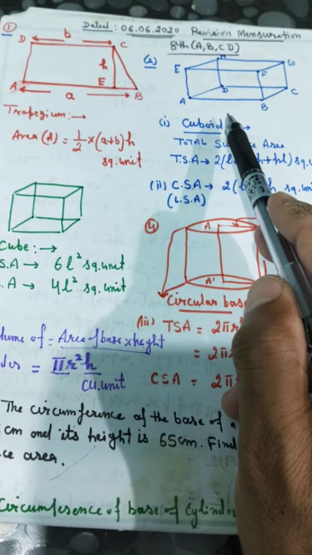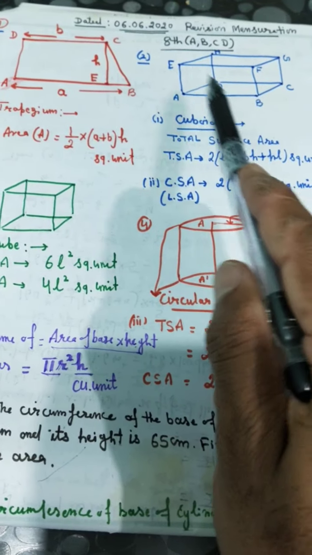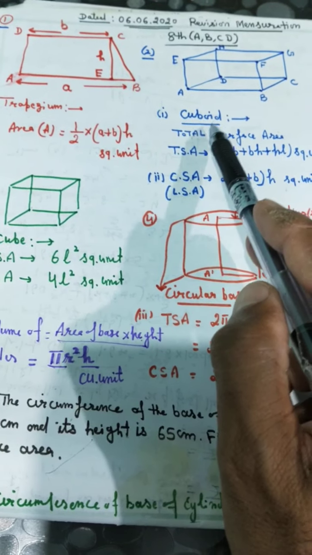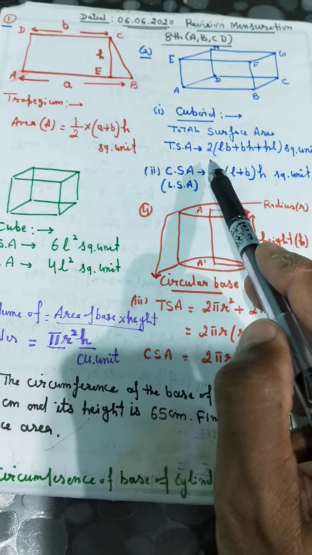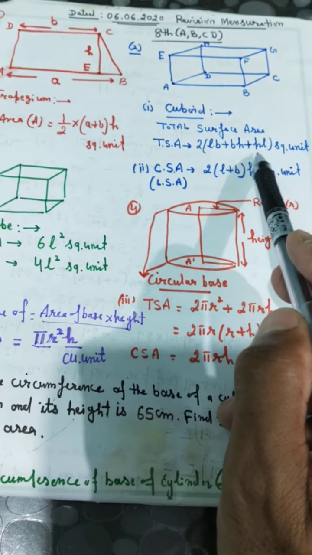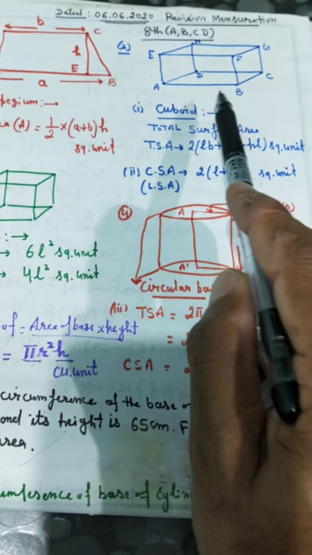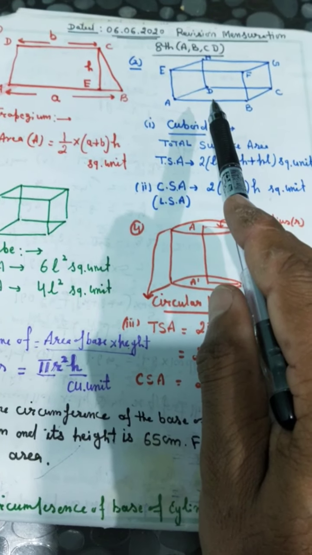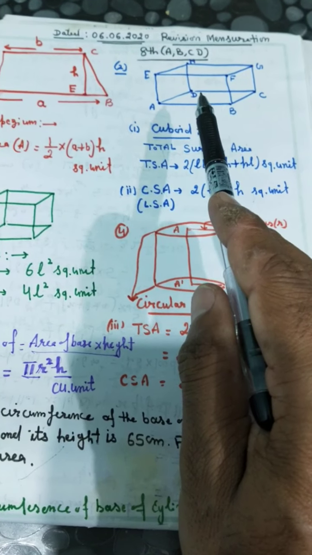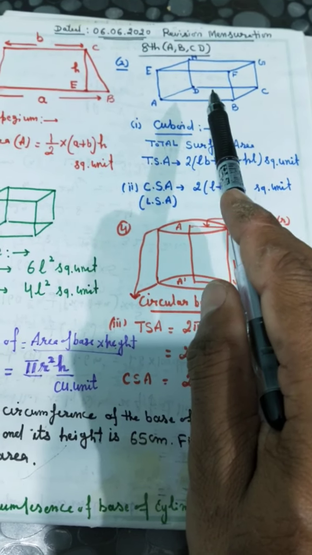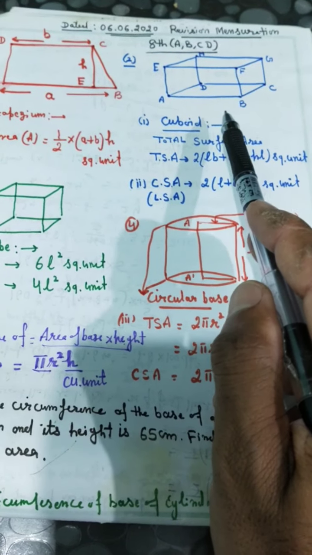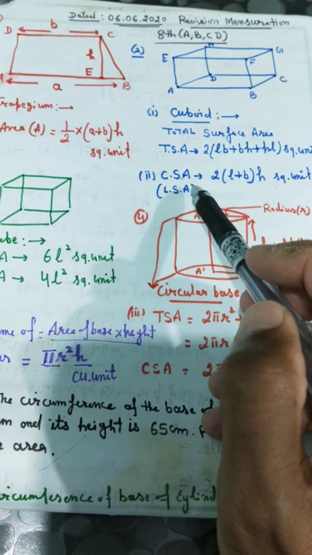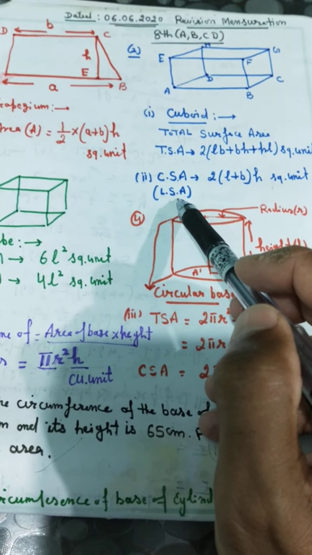Next, this is your cuboid ABCDEFGH. For a cuboid, the total surface area is equal to 2 into (lb plus bh plus hl) square units, because this cuboid has 6 surfaces and the shape of each surface is rectangular. So this is its total surface area. The curved surface area is also called your lateral surface area.